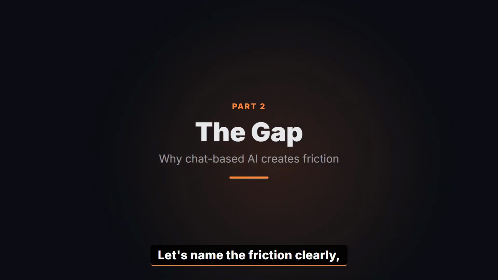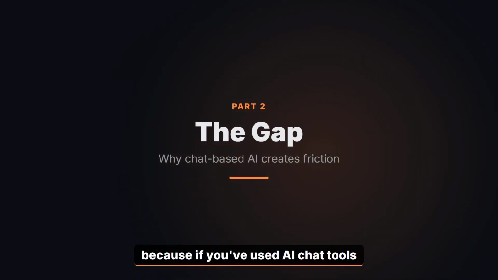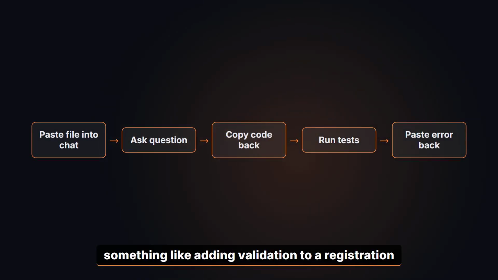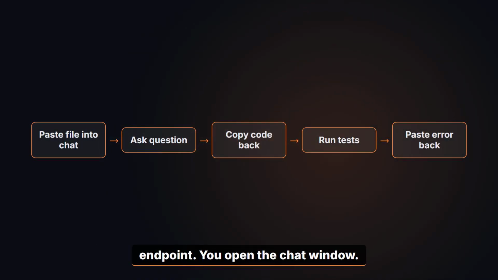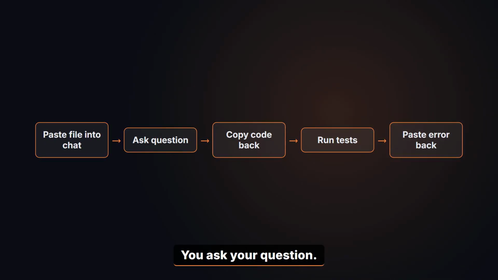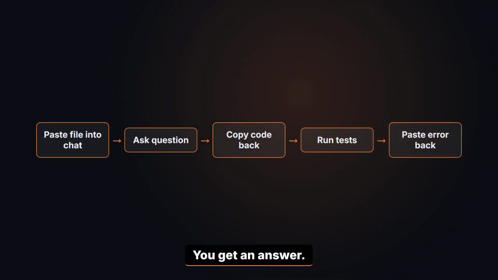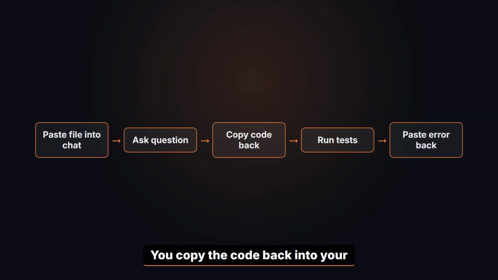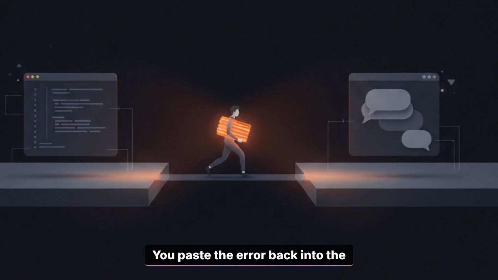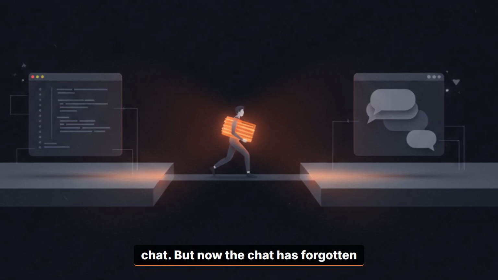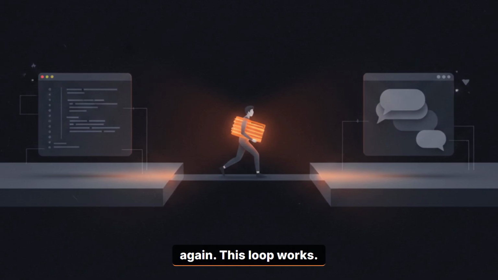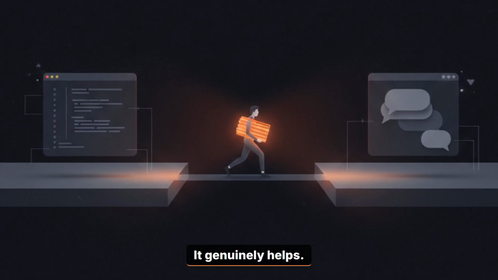Let's name the friction clearly, because if you've used AI chat tools for coding, you already feel it. You're working on a real task, something like adding validation to a registration endpoint. You open the chat window, you paste in the relevant file, you ask your question, you get an answer, you copy the code back into your editor, you run the tests. Something breaks. You paste the error back into the chat, but now the chat has forgotten some of the context from 3 messages ago, so you paste the file in again. This loop works, it genuinely helps.